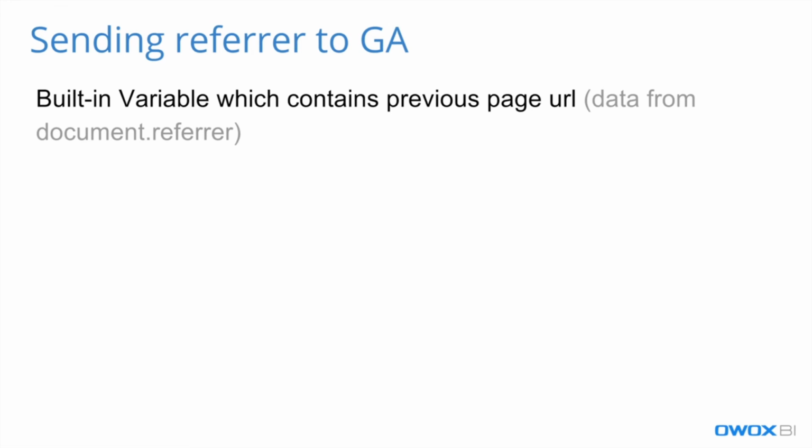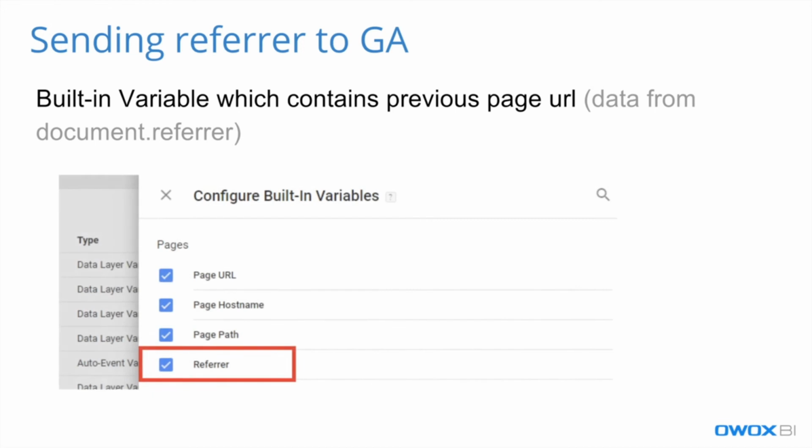Another great option is the ability to track the referrer and send its value to J. This is a built-in variable which contains the previous page URL. It is basically data from the web page parameter document.referrer, and you can see how it looks in the interface.